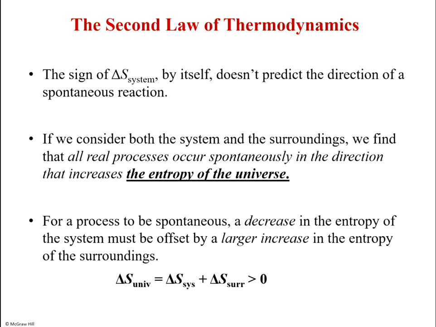This leads us to the second law of thermodynamics. The sign of delta S system by itself doesn't predict the direction of a spontaneous reaction, but if we consider both the system and the surroundings, we find that all real processes occur spontaneously in the direction that increases the entropy of the universe. Thus, for a process to be spontaneous, a decrease in the entropy of the system must be offset by a larger increase in the entropy of the surroundings, such that delta S for the universe is greater than 0. It's a positive value for a spontaneous process.